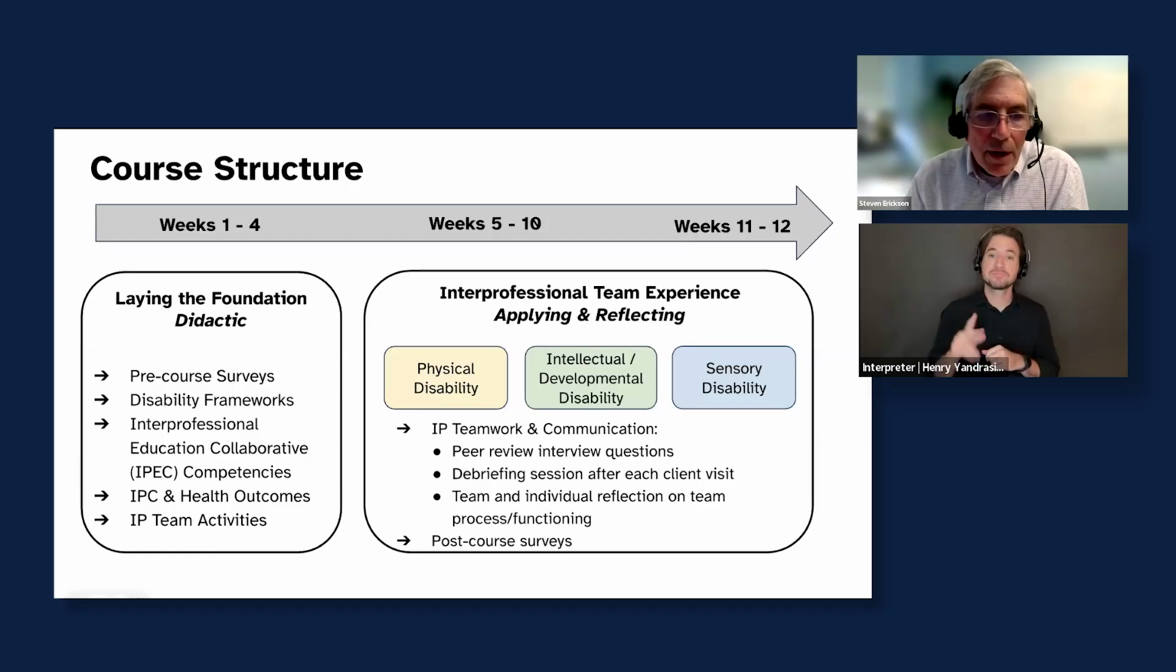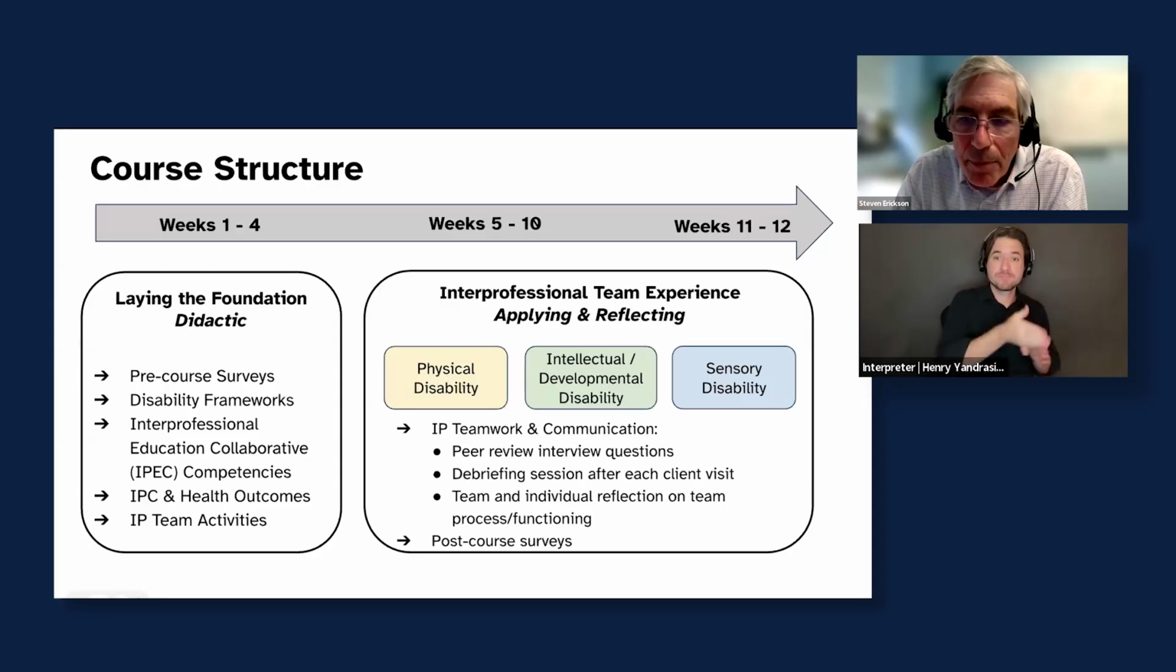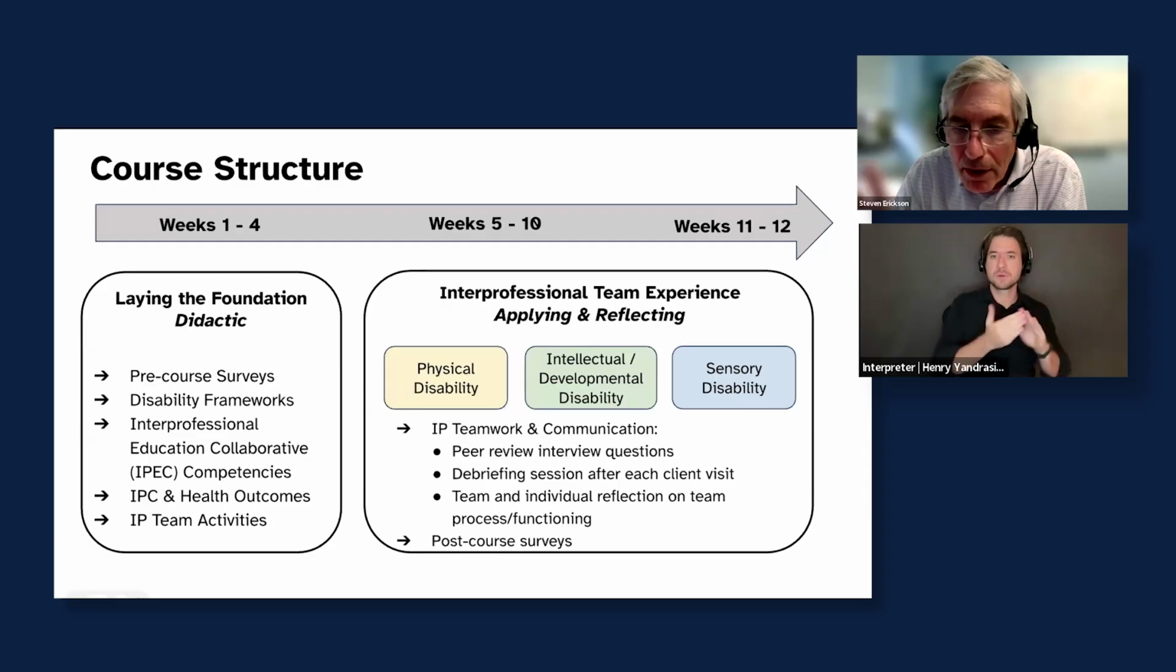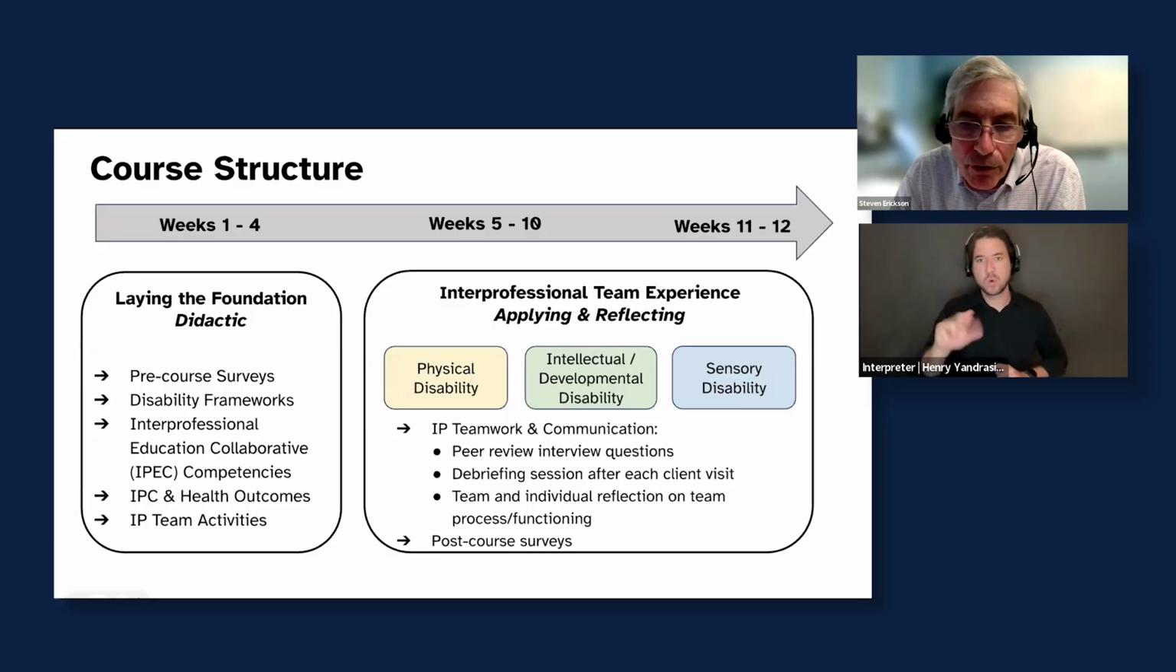All right, the course structure. Our experience is embedded within each of our 3 professional programs: pharmacy, occupational therapy, and physical therapy. We have our own courses, but within our courses, we've embedded this 6-week experience for our students. Students are assigned to a discipline-balanced team of 7 to 9 people. Each team meets with 3 different community partners living with a physical, an intellectual, and a sensory disability. So 3 different individuals during the semester. And most often this occurred over Zoom.